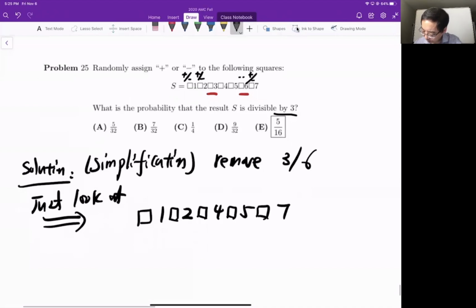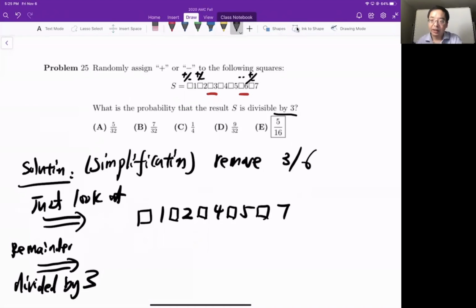Okay. Let's do another simplification by using remainders divided by 3. Because we only care about whether it's divisible by 3 or not, for each number, the only thing that matters is the remainder. So let's look at the remainders. This is just 1. 2, I use -1.